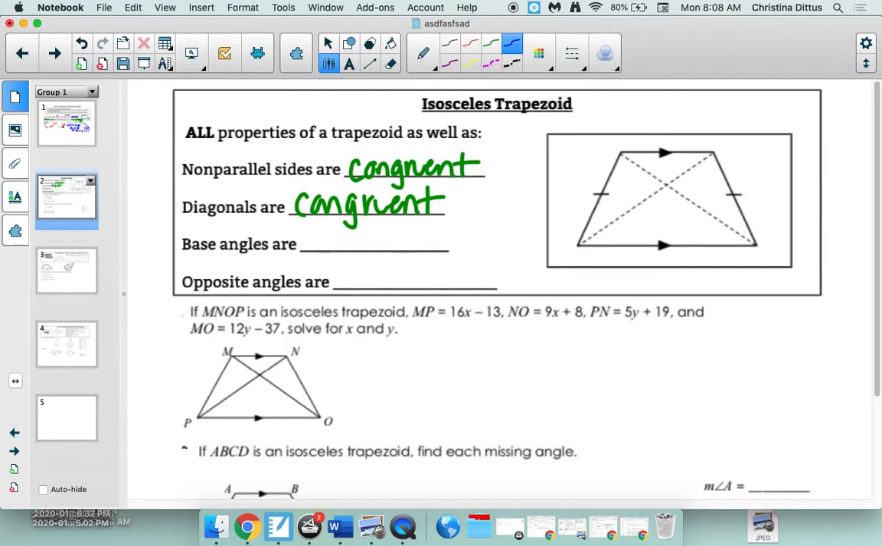Base angles, kind of like when you talked about isosceles triangles, base angles are the ones opposite your sides. So when we talk about base angles, we talk about down here and up here. So if they're on the same parallel line, like if they touch the same parallel line, they're the same.